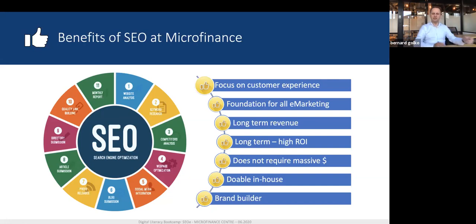So basically, at the end of the day, you need to consider your website as another branch. Making sure that the search engine optimization is done well for your branch means that your branch is standing on the right foundation.